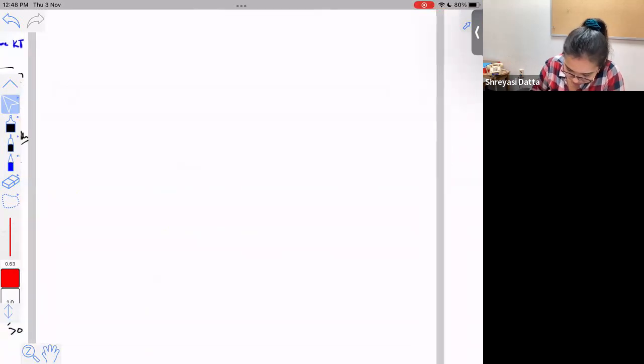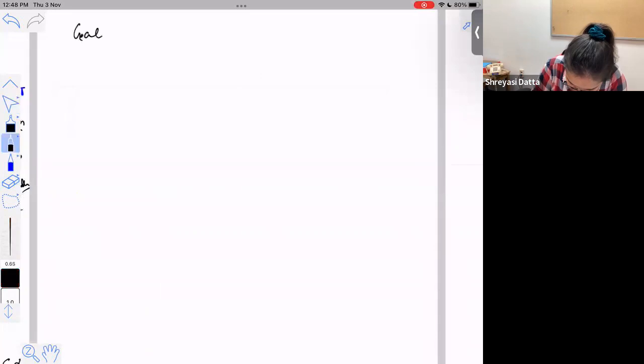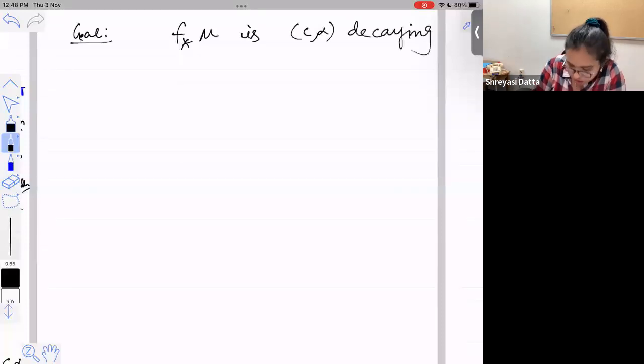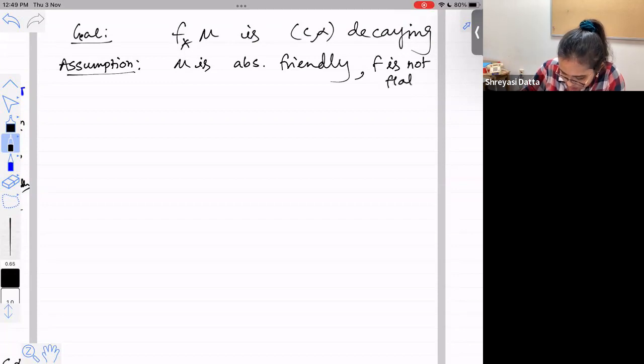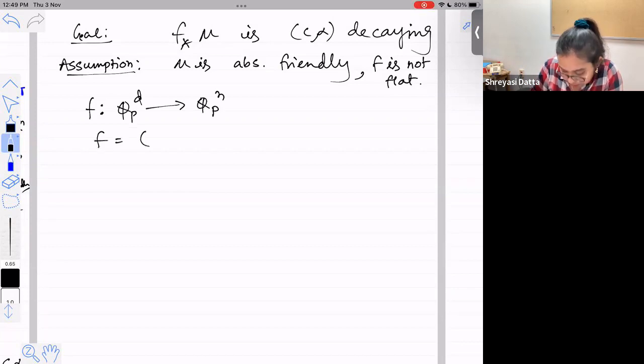Okay, so really the goal is to show that f star of mu is C, alpha decaying. From now on, the assumption is always that mu is absolutely friendly and F is not flat. Okay, so what was absolutely decaying of a measure? It means that if you take any affine map, then it must be good, right? So first of all, if I have a map from Q_p^d to Q_p^n, then I have F in many coordinates, so F_1 up to F_n.